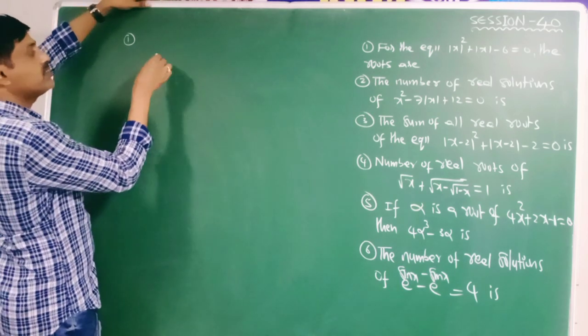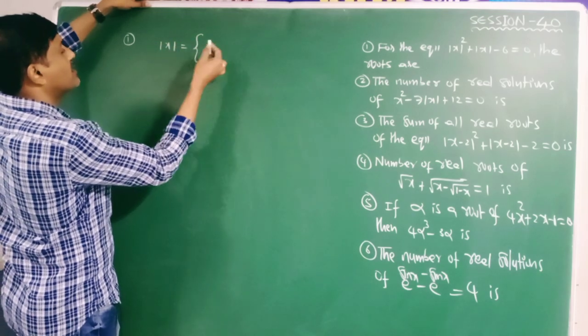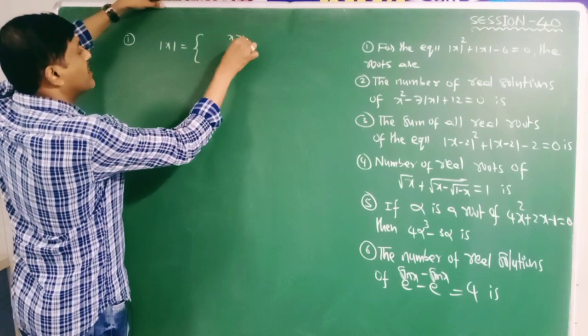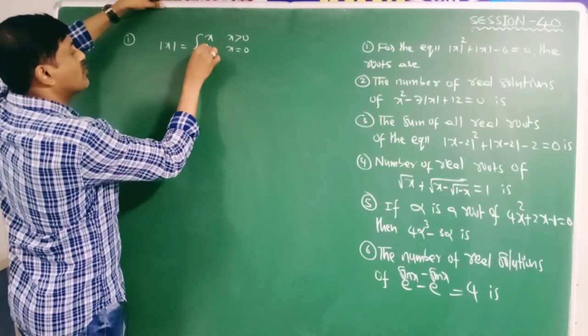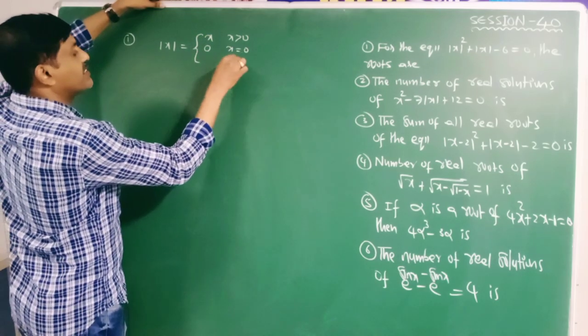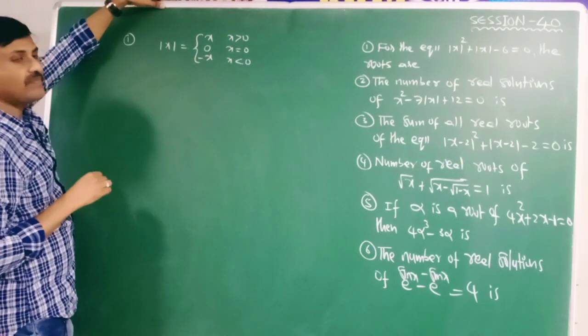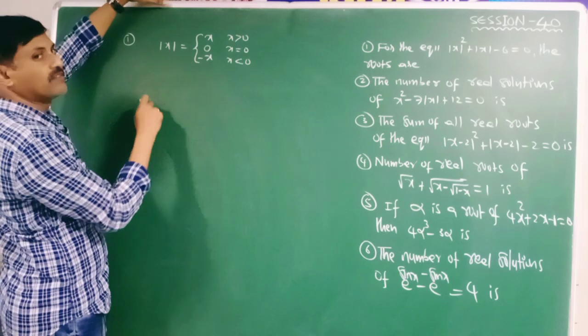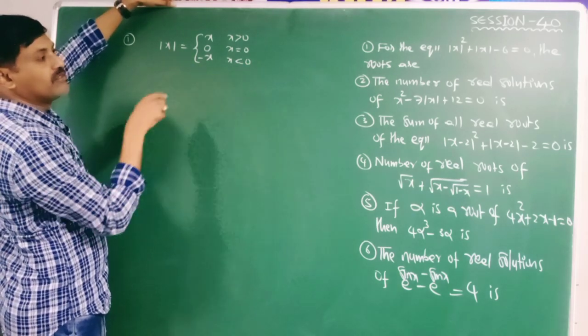Here, mod x, first we have to know what is mod x. You know very well, mod x is nothing but x if x is greater than or equal to 0, your answer is x. If x is less than 0, mod x will become minus x. This is the definition of modulus of x or absolute value of x. Now move on to our question.